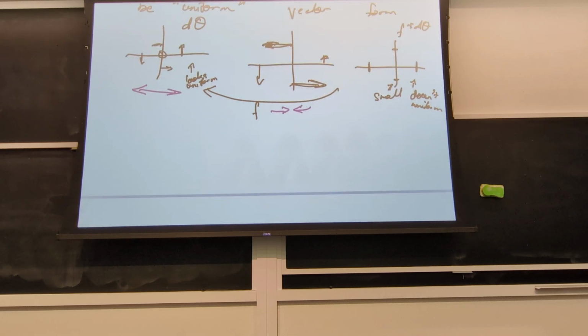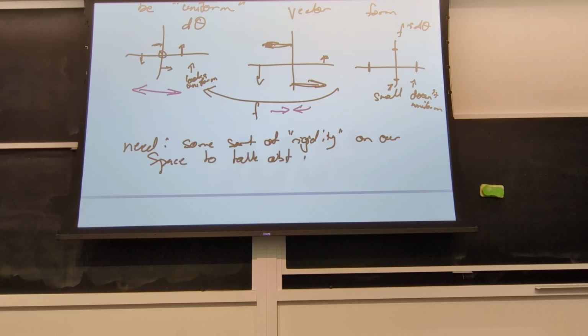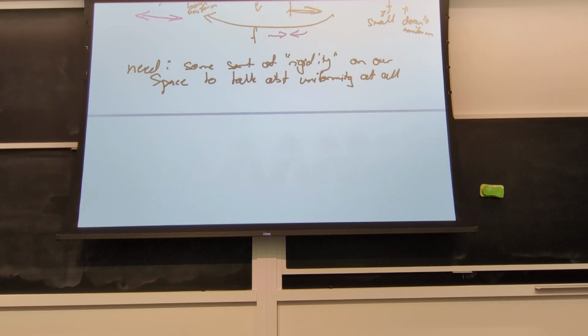So what we're going to need is some sort of rigidity on our space to talk about uniformity at all. Right? Okay, so what is this form of rigidity? It's a metric.